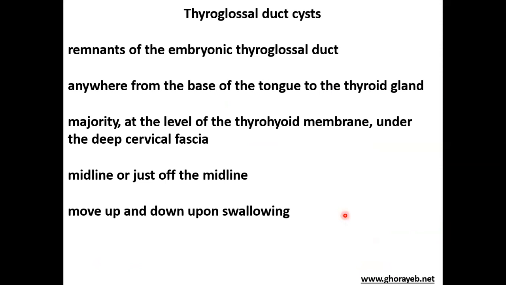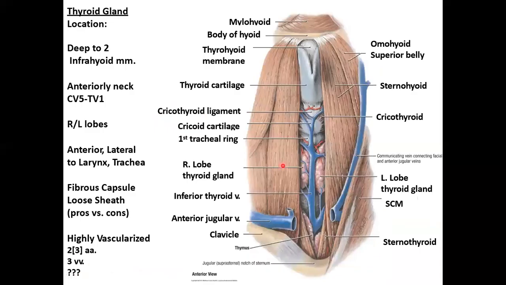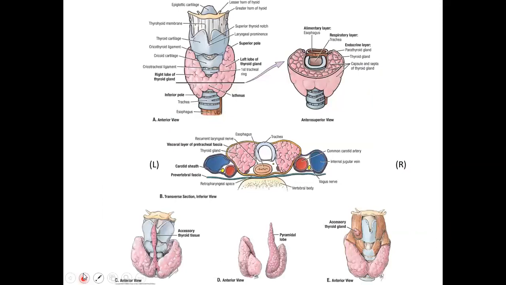So your thyroid gland is this gland that's located in your neck, below your thyroid cartilage. So here's your thyroid cartilage and here's your thyroid gland. It looks like a butterfly-shaped gland.